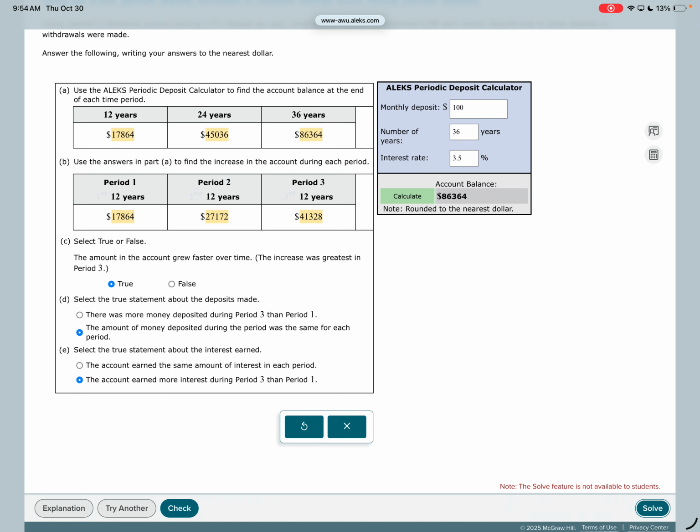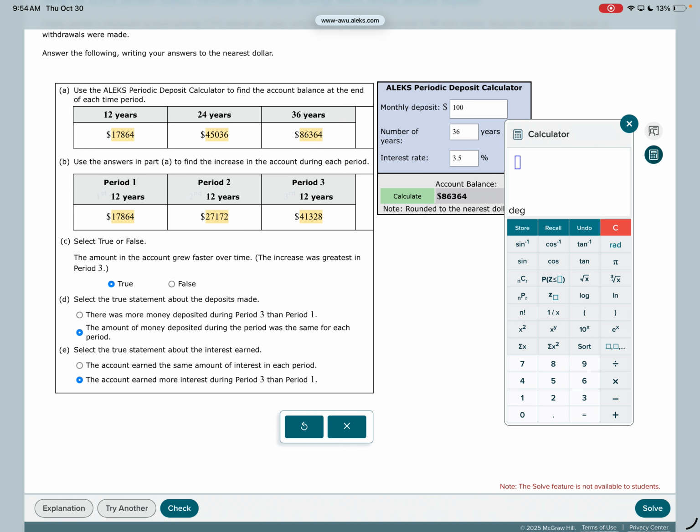All right, and then the last part here, C, D, and E. The account grew faster over time. That is always going to be true. I got 17 the first 12 years, 27. Oh wait, how did they find those? I didn't tell you all how they found those. To find those numbers, the first one is always going to match because that's how much money you have after the first 12 years. To find the 24 minus 12, you just subtract 44,036 minus 17,864, and that will tell you the 27. So you just subtract how much you had at 24 from how much you have at 36, and that tells you the next one. It will grow like that because you are compounding on the interest that you're earning.